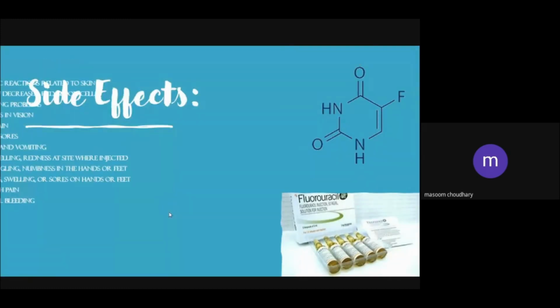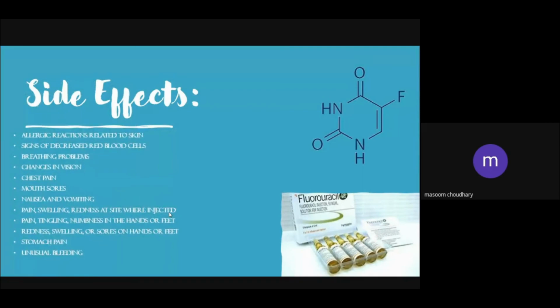Side effects are allergic reactions related to skin, signs of decreased red blood cells, RBCs, breathing problems, changes in vision, chest pain, sores, nausea, and vomiting. Pain, swelling, redness at the site where injected. Pain, tingling, numbness in the hands or feet, redness, swelling, or sores on hands or feet.